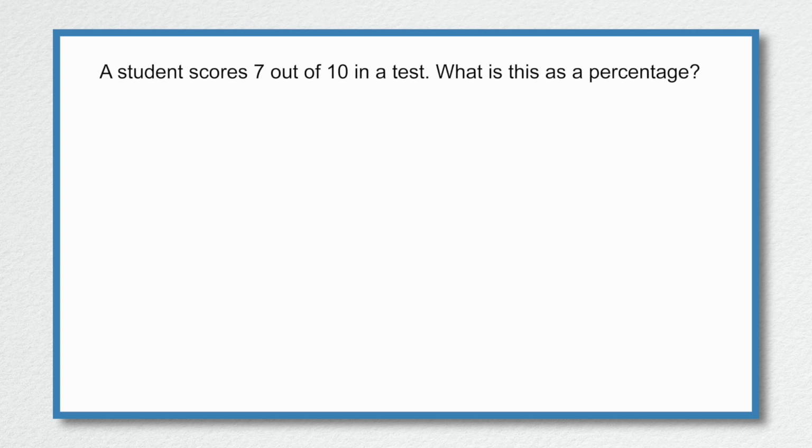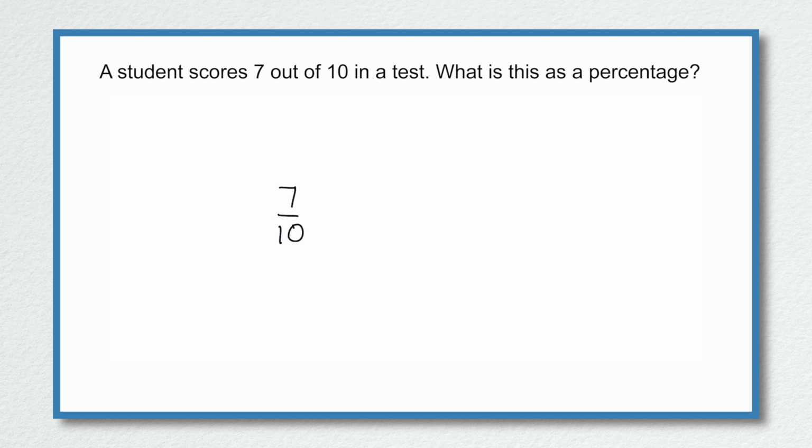A score of 7 out of 10 is given in a test. What is this as a percentage? Now you probably know the answer to this, but let's look at the mechanics of how to work out the percentage. A lot of the time when 7 out of 10 is given as a test score, it may be written as a fraction, 7 over 10. But how can we use this to help us determine what this is as a percentage?